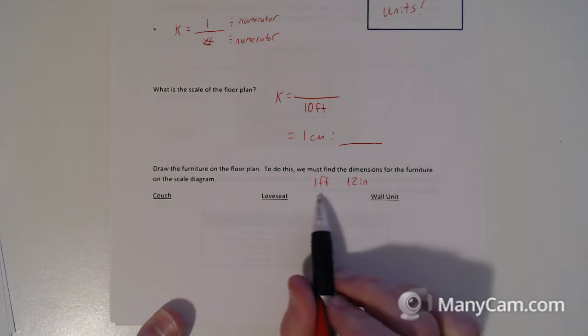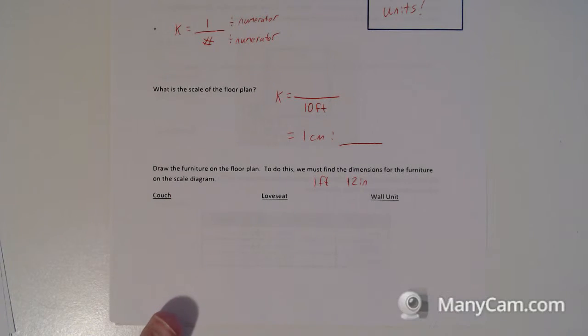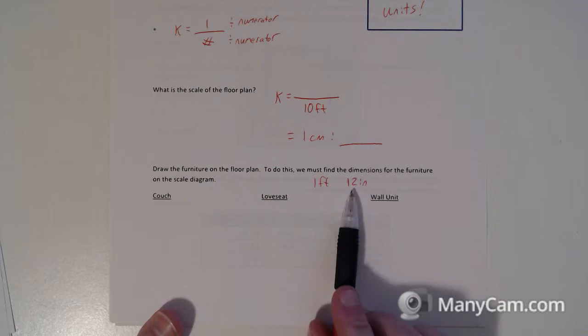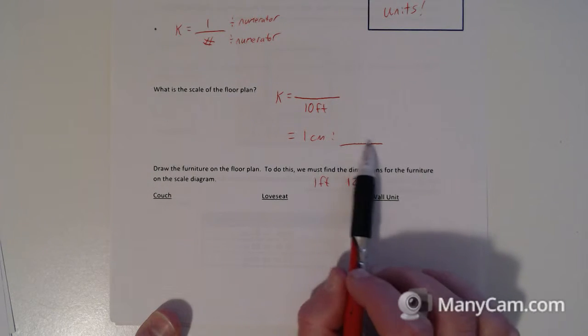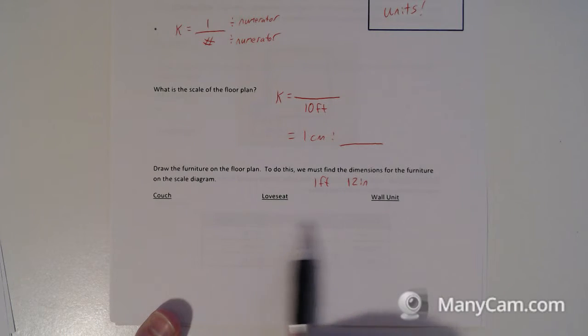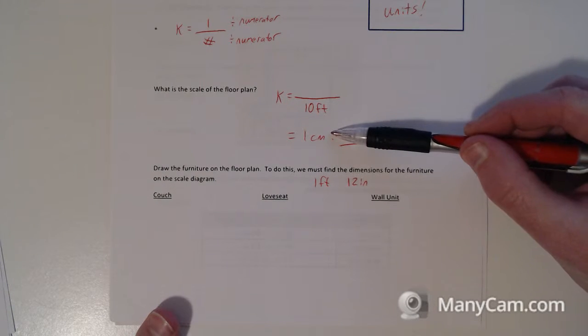Now you have a choice. You can either do everything in terms of inches or you can do everything in terms of feet. I don't mind either way, and you can use decimals, but you've got to pick one of those. You either need to change what the scale diagram is into inches, or you need to change your measurements of these 3 pieces of furniture into feet. So do that, and then convert them.